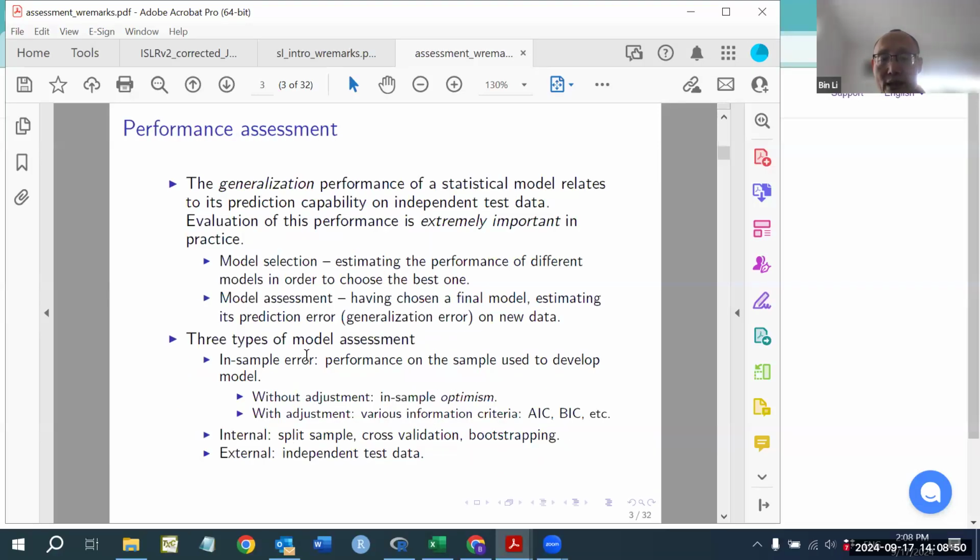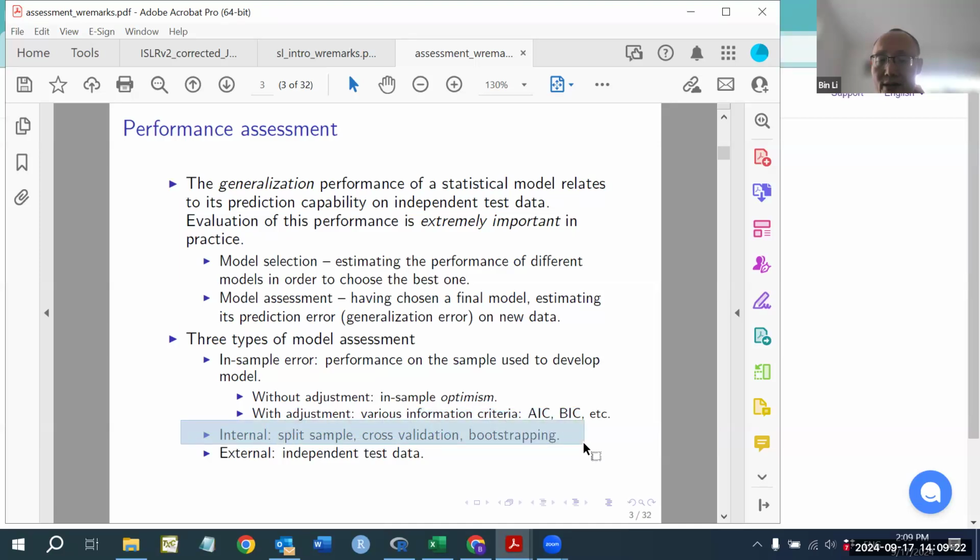In-sample error is the performance on the samples used to develop models. But there are two subclasses. The first one is without any adjustment, just using the training error. That is no good because there's an in-sample optimism, which we will see in the next slide. With adjustment, that's okay, like various information criteria, like AIC, BIC. These are all in-sample error approaches.